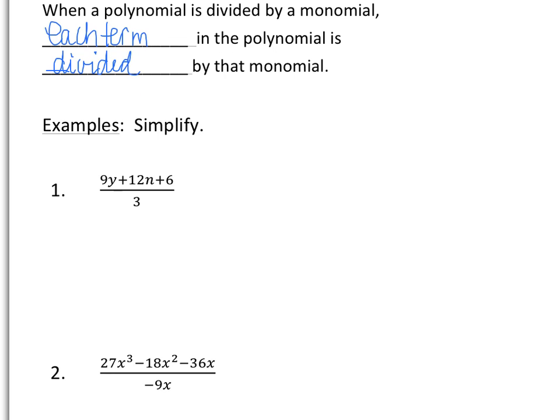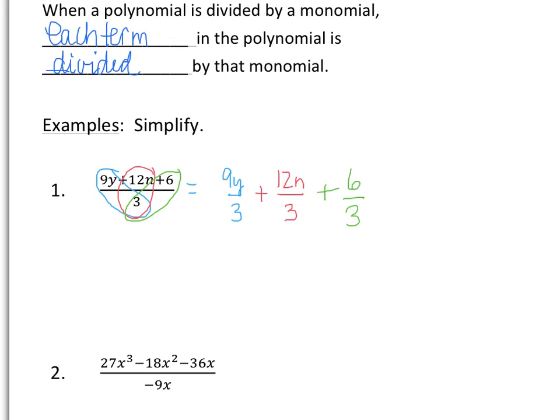Okay, in example number 1, it says 9y plus 12n plus 6 divided by 3. So what we're going to do here is we want to divide each term by the monomial. So we're going to take 9y and we're going to divide it by 3. Now I want you to get in the habit of writing this out. So you're going to have 9y over 3. Then we're also going to have the plus 12n get divided by 3. And then last but not least, the last term is plus 6, so we're going to get that divided by 3 as well. So I want you to write this out so that you can see that each term is getting divided by that 3.